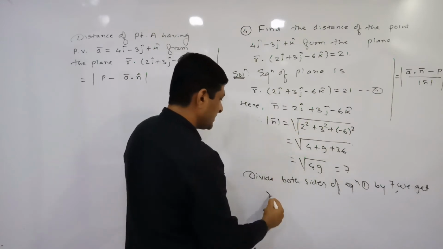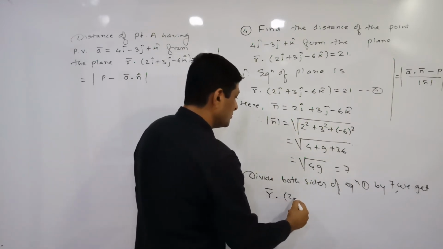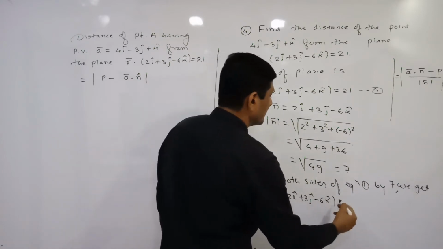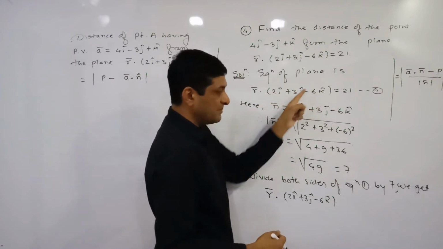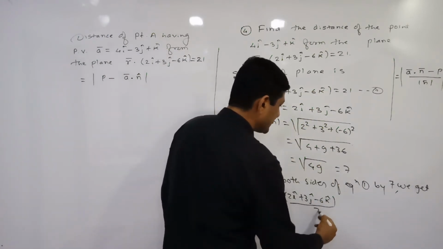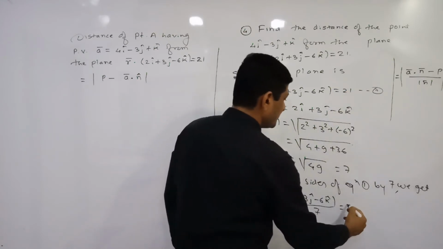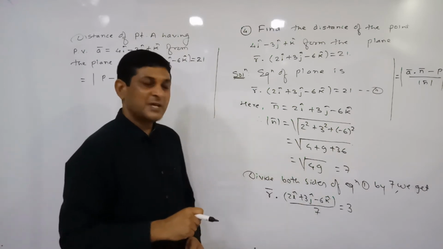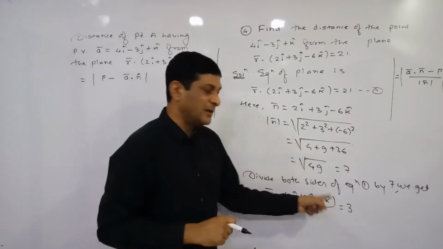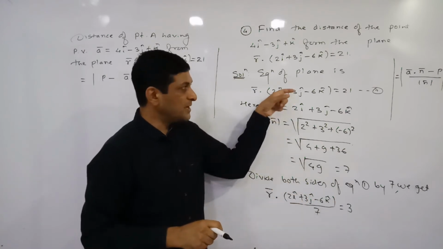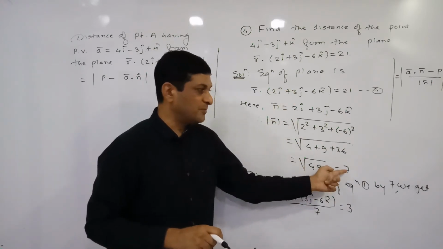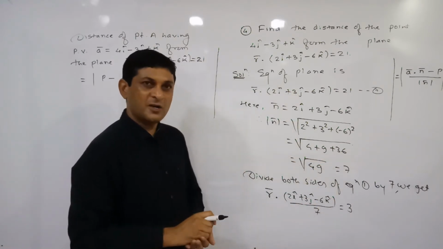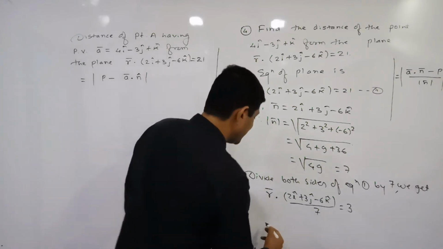So observe this equation, r bar dot 2i cap plus 3j cap minus 6k cap is equals to, and I am dividing this side by 7, so here we will get divided by 7, and on this side if I am dividing by 7 we will get 3. Once the equation is in normal form, we are able to find out the value of n cap and p. Now this equation is in normal form, because we are dividing this n bar by its magnitude. Magnitude is 7. If we are dividing this vector by its magnitude, we are converting it into a unit vector.